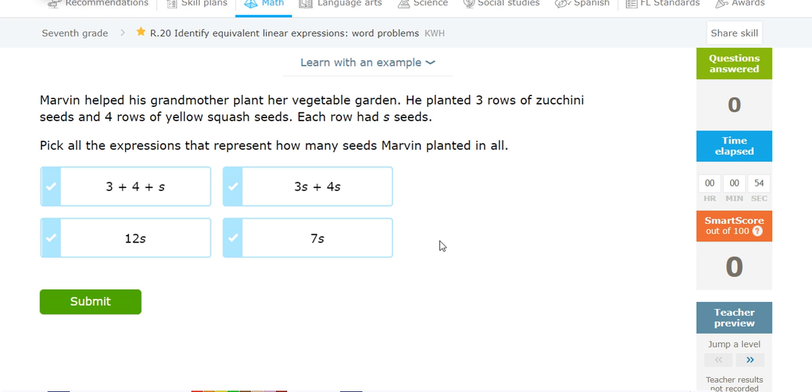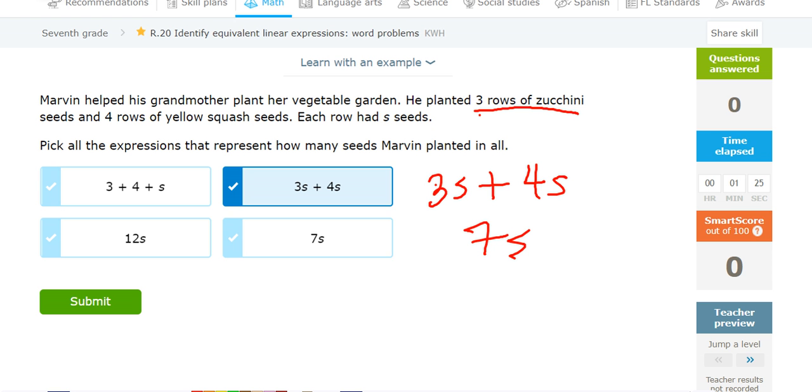So if we're planting 3 rows of zucchini seeds and 4 rows of yellow squash seeds, and each row has S seeds, that means each row has the same number of seeds. So 3 rows of zucchini will be 3S, but you're also going to have 4 rows of squash seeds, so that's going to be plus 4S. That means 3S plus 4S would be 7S. And from there, you very simply say, well, this would represent the scenario, and so would this one.